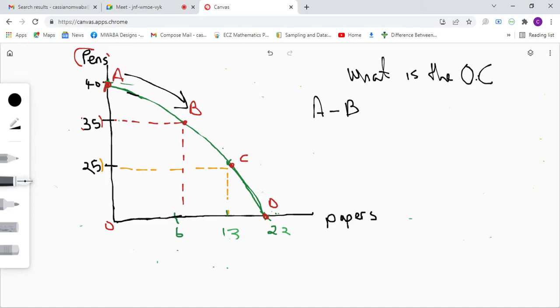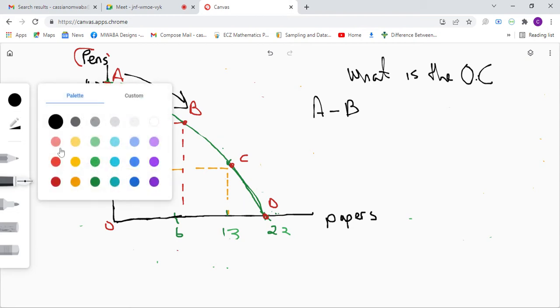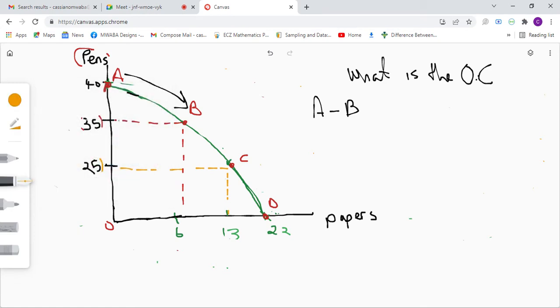As we can see at point A, we're only producing pens, 40 pens. But when we move from point A to B, we're going to have to give up 5 pens. Let me illustrate this. 40 minus 35 is 5, so we're going to have to give up 5 pens in order to produce 6 papers.